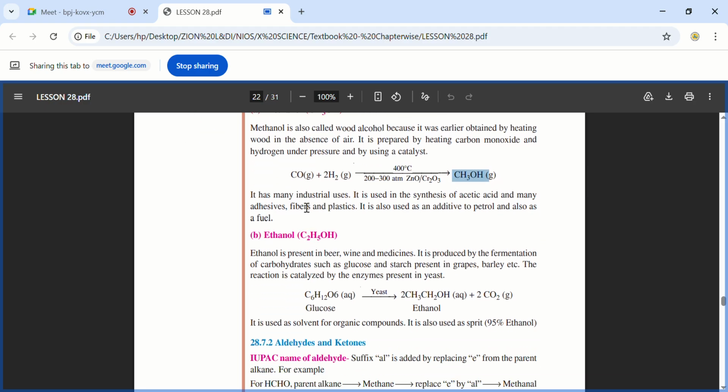So it has many industrial uses. Underline this: synthesis of acetic acid. So acetic acid is nothing but your vinegar. So they produce vinegar also from methanol. Okay.